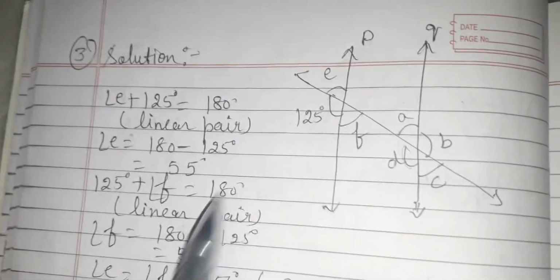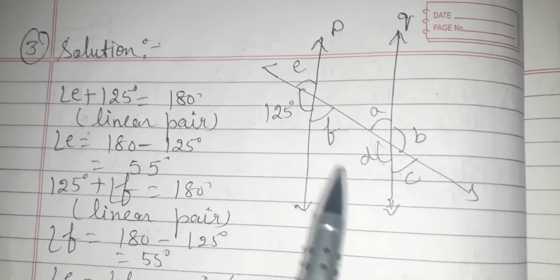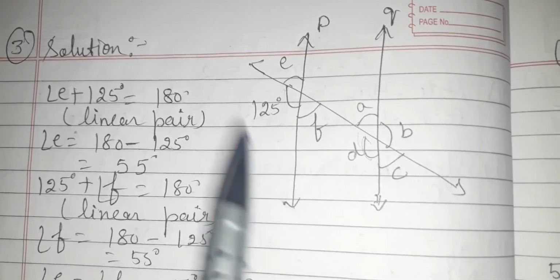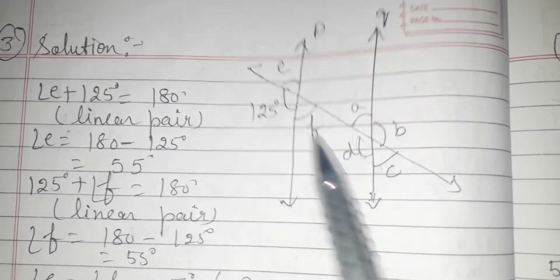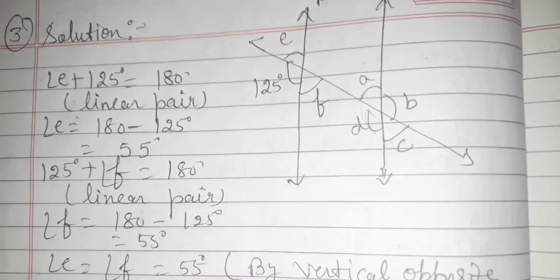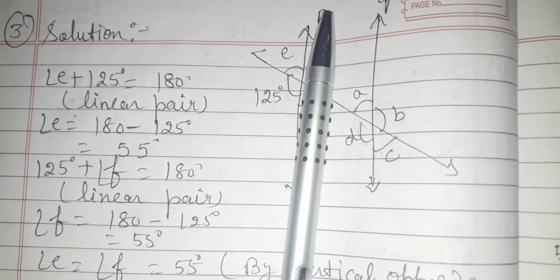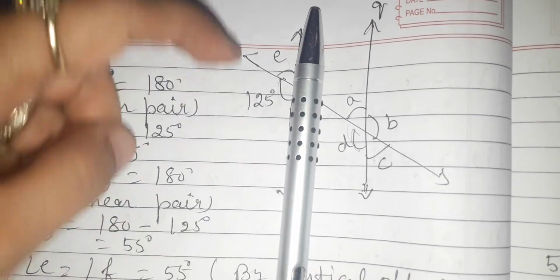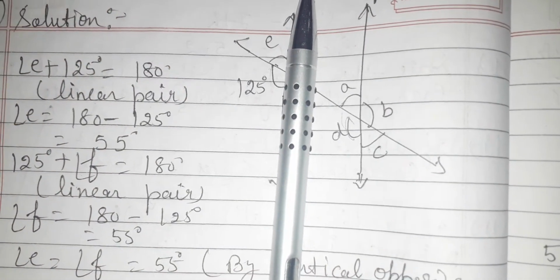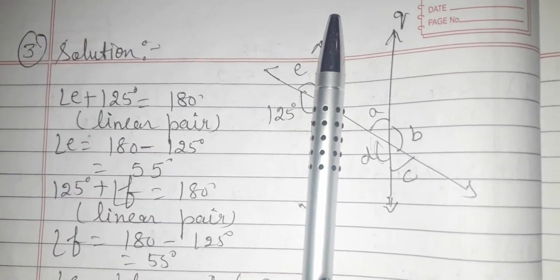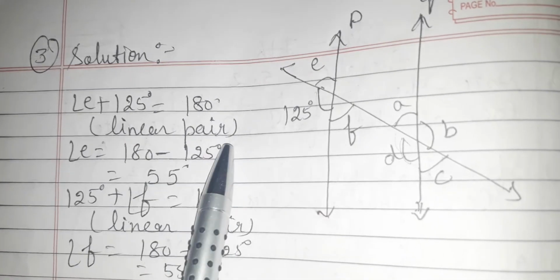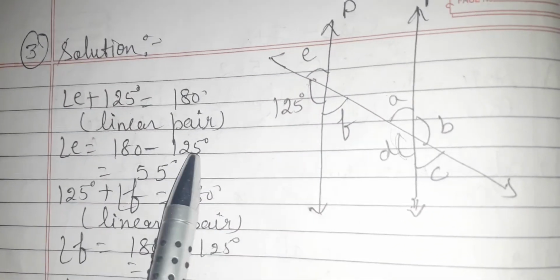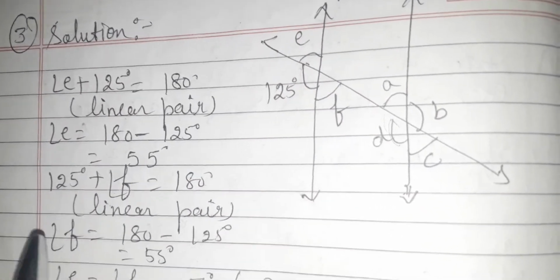Now the third question is, find the solution. This figure is given in the book, you have to find the value of angle A, B, C, D, E and F with the help of this 125 degree. For example, I am taking this first linear pair. The sum of two angles on a straight line will be 180. Angle E and angle 125 is equal to 180 by linear pair. So the value of angle E is 180 minus 125, 55 degree.